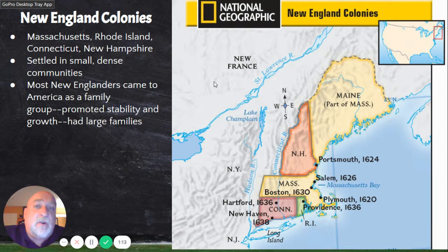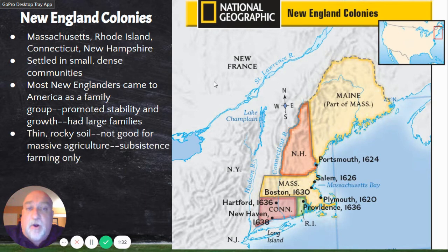New England families are going to tend to be very large, somewhere between 7 to 10 or 12 children, perhaps maybe more. This is going to promote a lot of stability, a lot of families, men, women, children, and so you're going to have a lot of stable home life situations going on here.